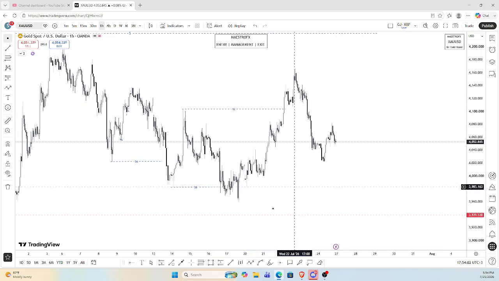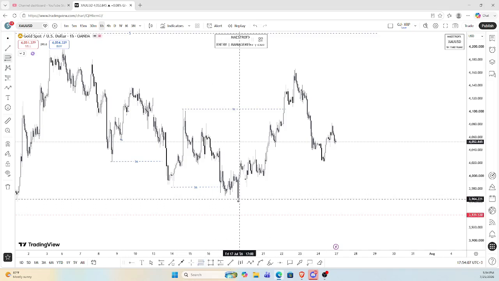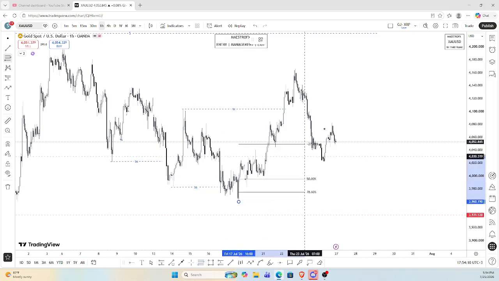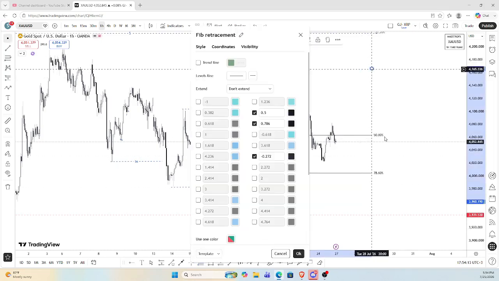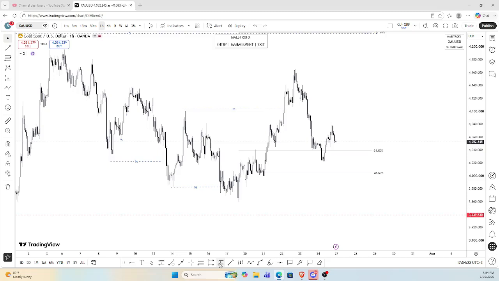Yes, probably this could have been there. Yes, that breakout structure, and this was the correction to Fibonacci 61.8. Maybe, but I think it will be more favorable. Yes, it will be more favorable. I don't want to force this analysis.